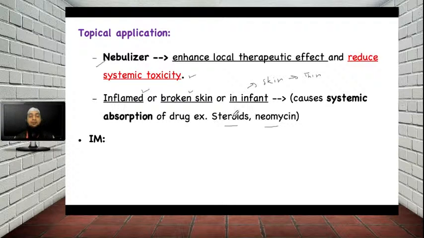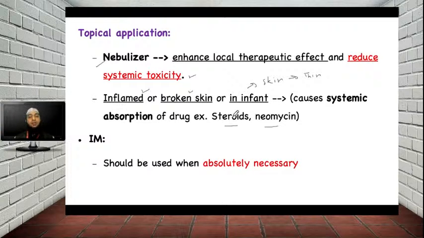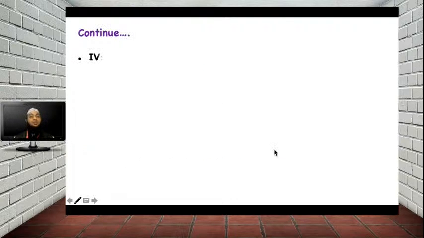Okay. Likewise, when you give a drug through the intramuscular route, we have seen that the absorption is very fast, so it should be used only when it is absolutely necessary. It should not be used every time, only whenever it is absolutely necessary, or as far as possible you can avoid giving drugs by the intramuscular route.